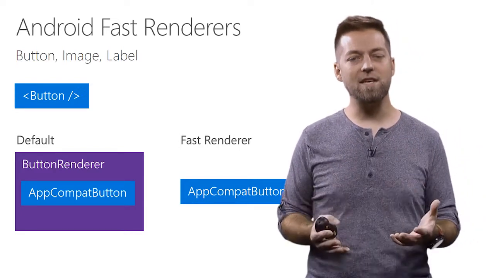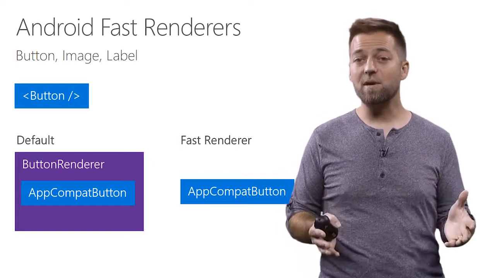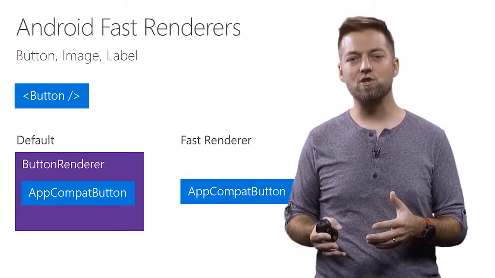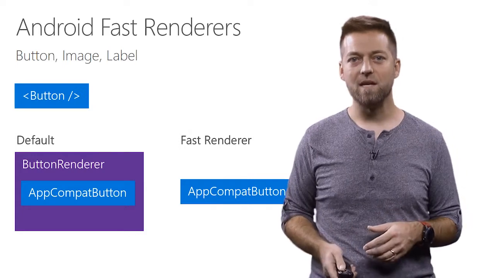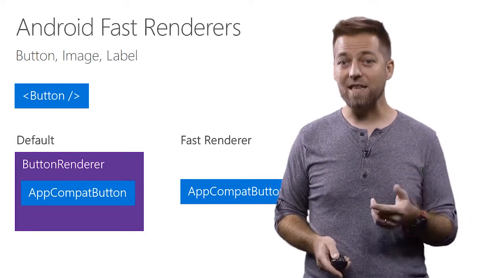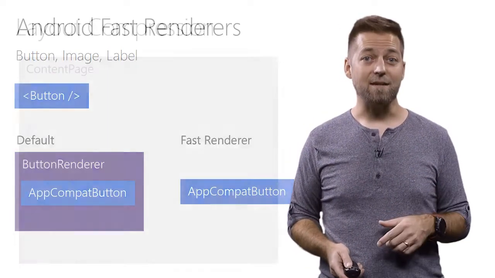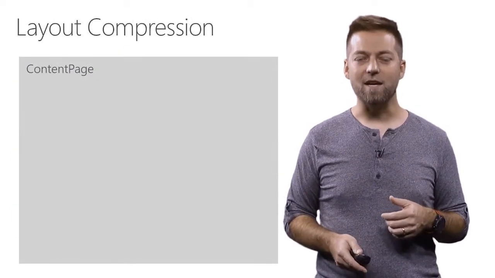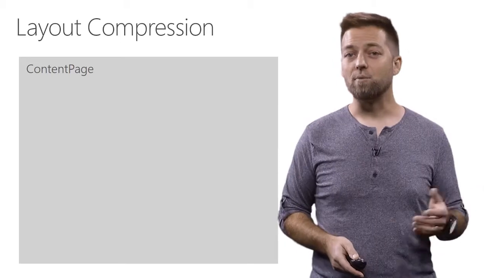So now you just get the app compat button. But there have been some API changes, so what that means is that you need to opt into this to make sure it's right for your application. This works for button, image, and label, and you can try that today. In combination with this, in the spirit of reducing UI layers, we have introduced layout compression.